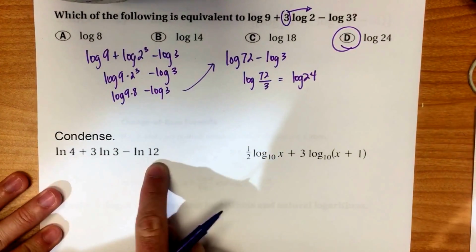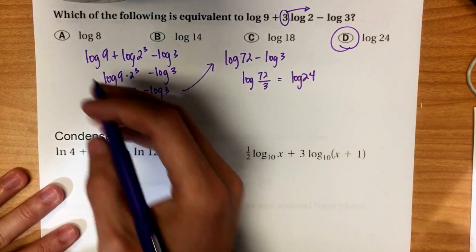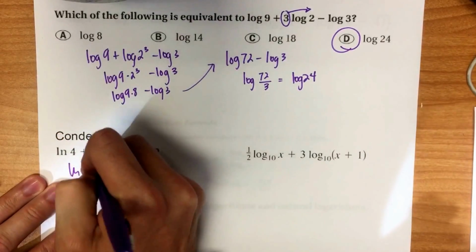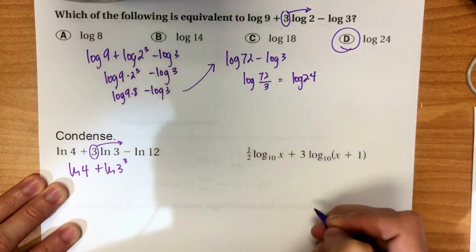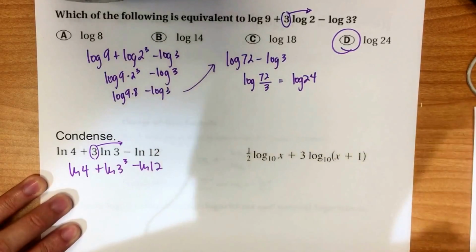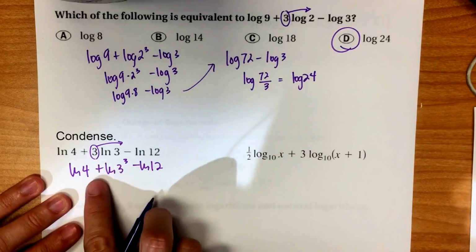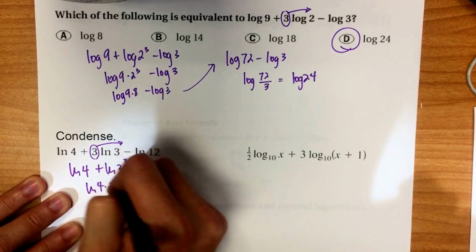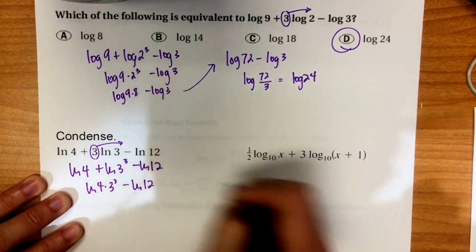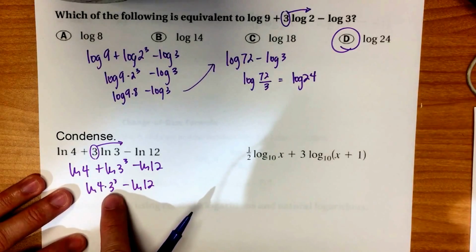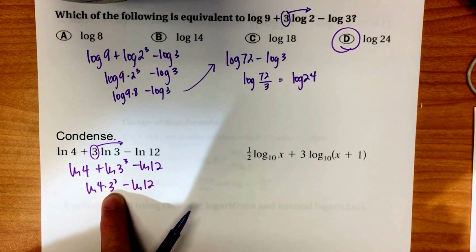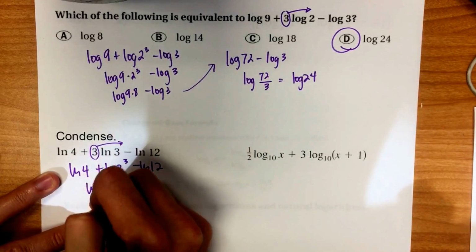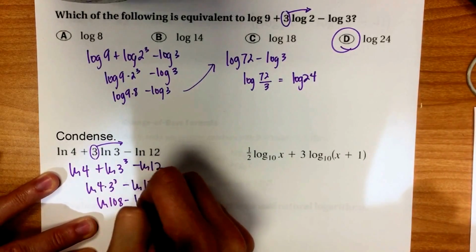So next one is very, very similar. So we're going to work it backwards. First thing, take the 3, put it up. So we get natural log of 4 plus natural log of 3 cubed minus natural log of 12. My first two terms are added, so we're going to do natural log of 4 times 3 cubed minus natural log of 12. 3 cubed is 27. If I multiply 27 times 4, you're going to get 108. So this is natural log of 108 minus natural log of 12.